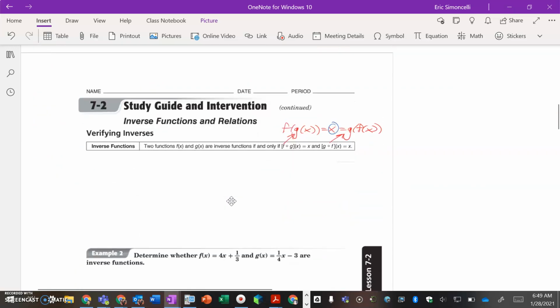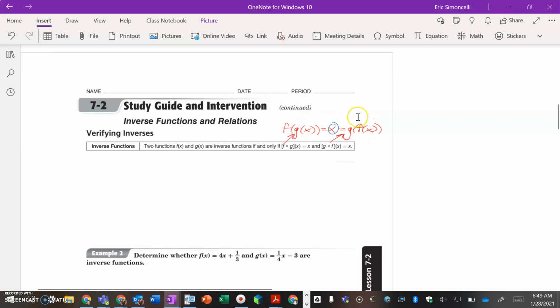Let's move on to verifying. So inverse functions: two functions f of x and g of x are inverse functions if and only if f of g of x, here's another way to write that of course, is equal to x. And I circled x here because that's very important in the context of composition of both. Speaking of which, you'll also need to compose g of f of x. So g of f of x.